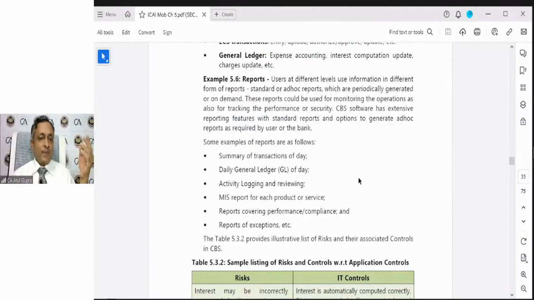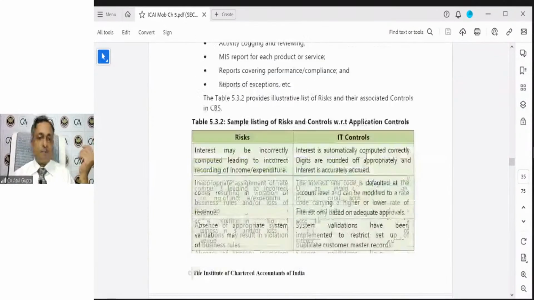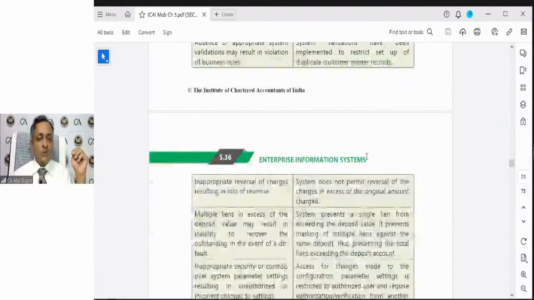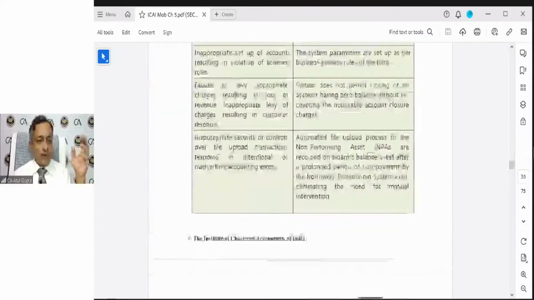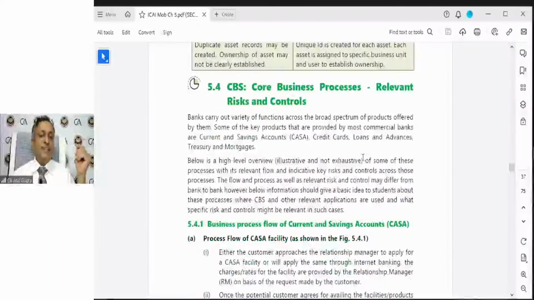This includes day-end reports, daily journal activity, MIS reports, and reports covering performance, compliance, and exceptions. Then there is a sample listing of risk and controls; I'll not read this. Now this topic, core banking system, we need to start. We are exactly at 7.